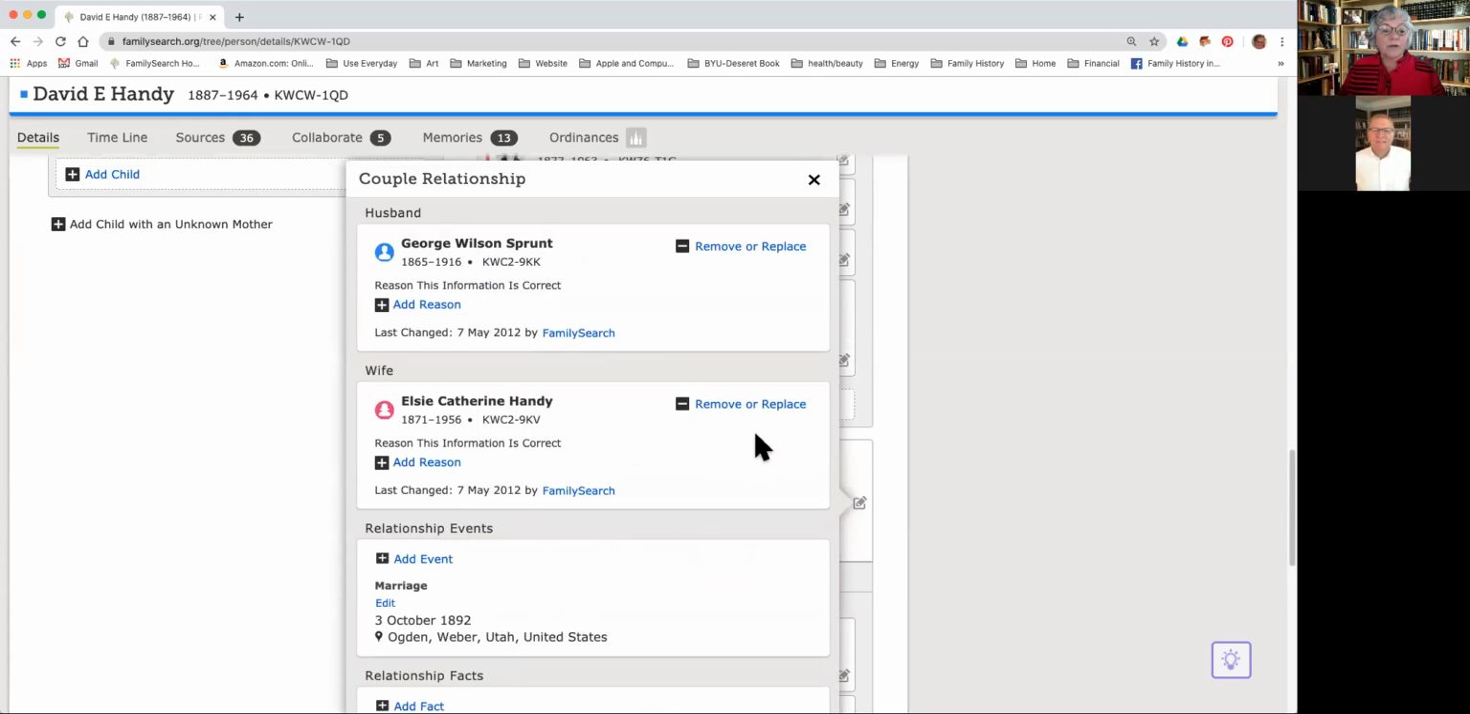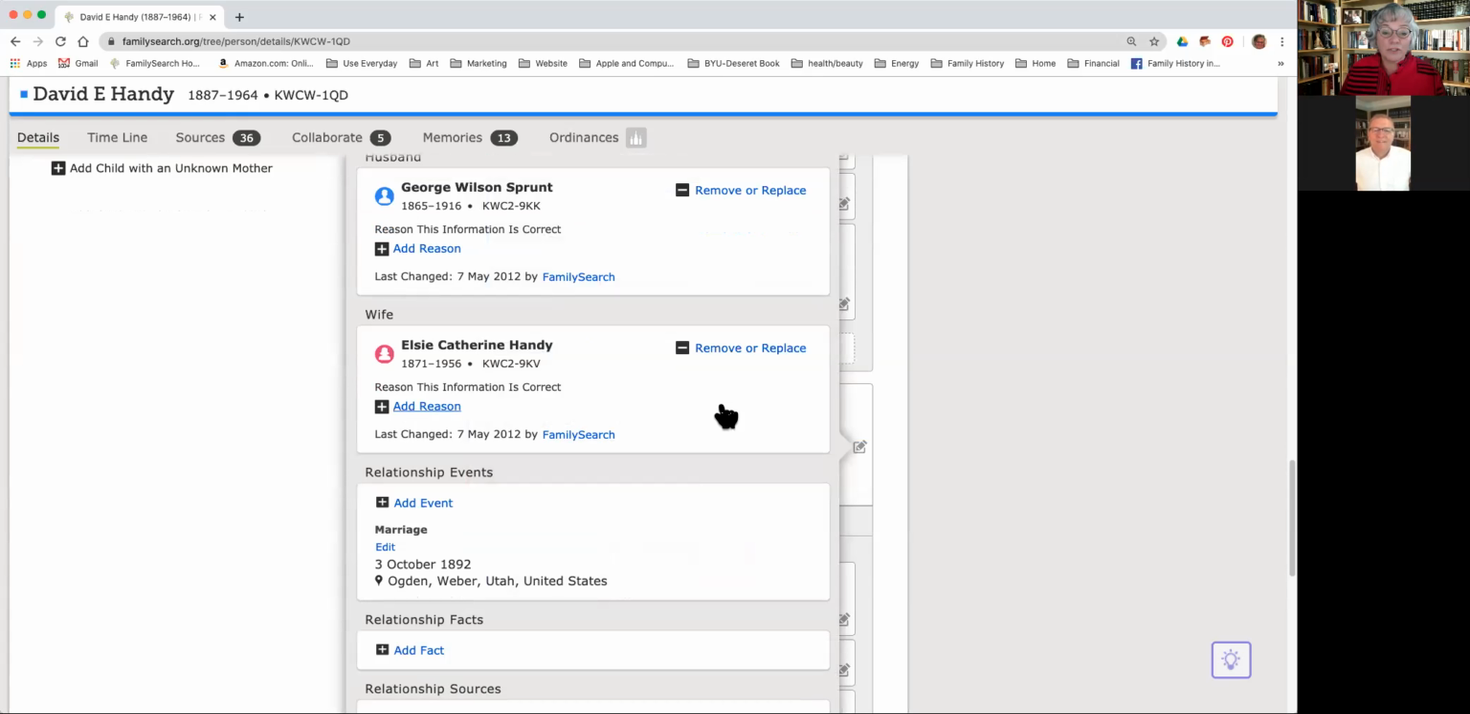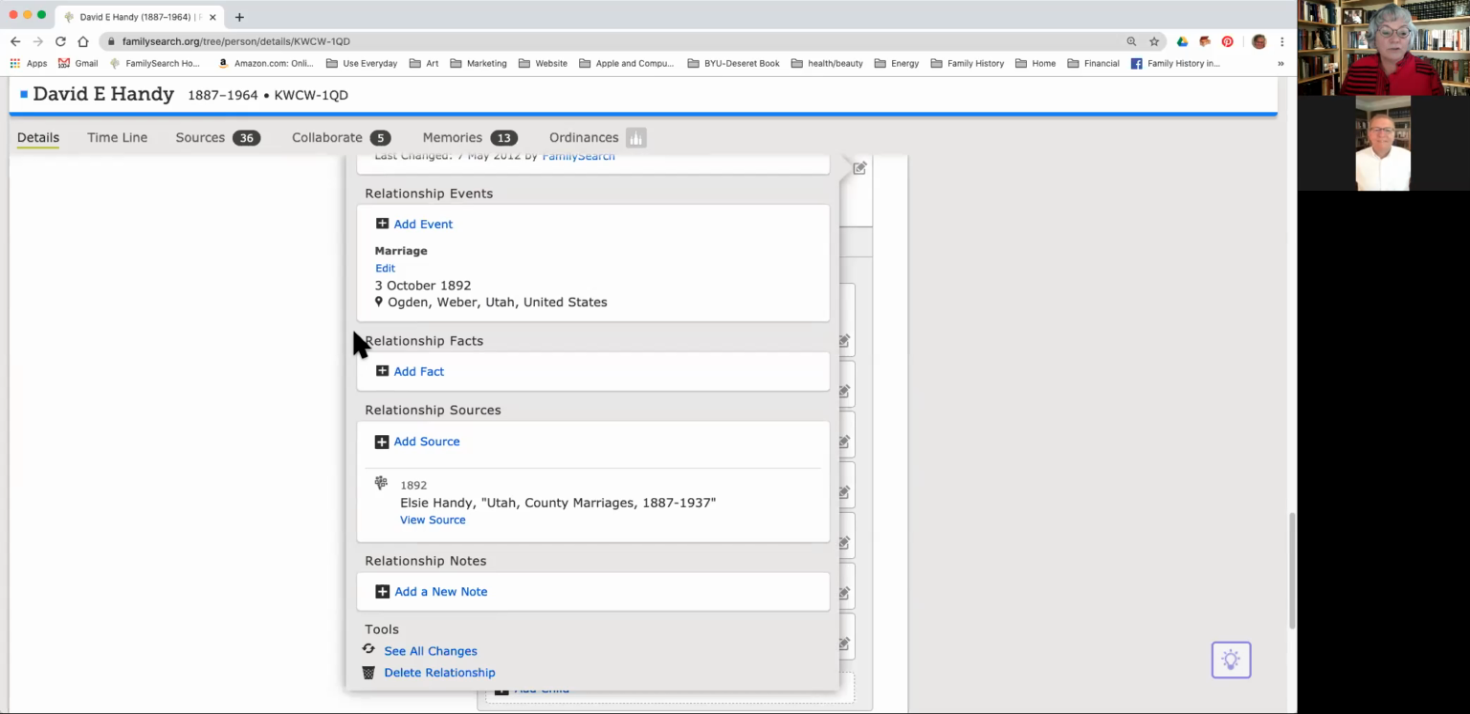Number one is talking about a couple relationship here at the top. They have a husband, George Wilson Sprint, and a wife, Elsie Catherine Handy. If one of those was incorrect, I could remove one of those. And no one's listed a reason. They just probably have attached source information on their pages to show that there was a marriage. But notice right here on the relationships, the marriage is the 3rd of October, 1892, Ogden, Weber, Utah, United States. If I felt like that wasn't correct, I could click the edit button and also correct it.